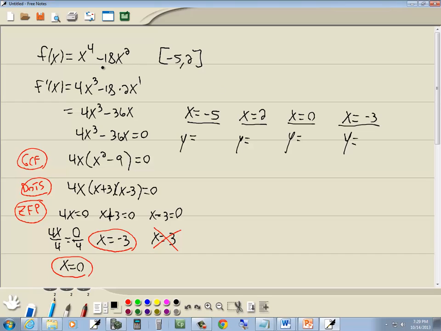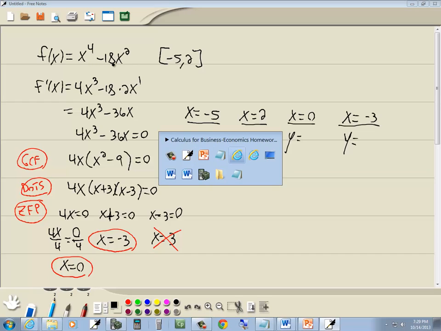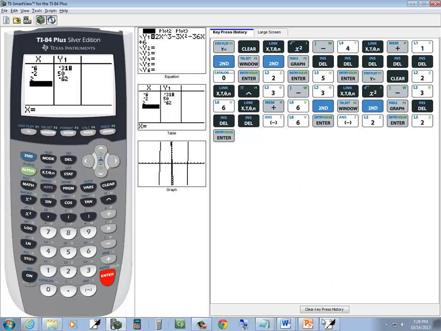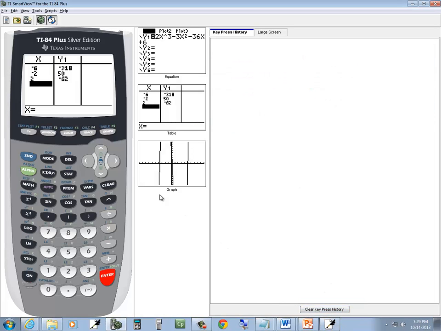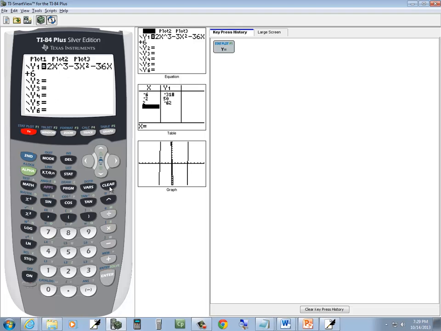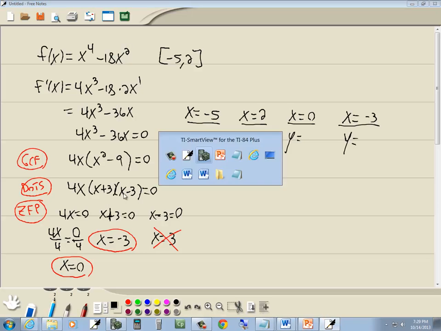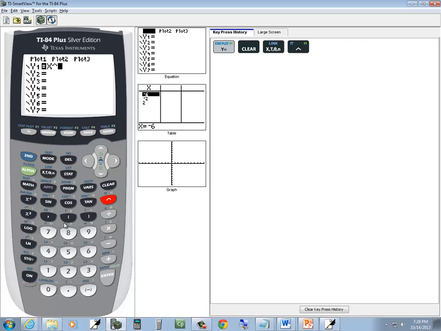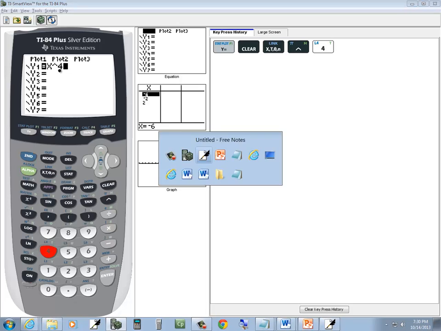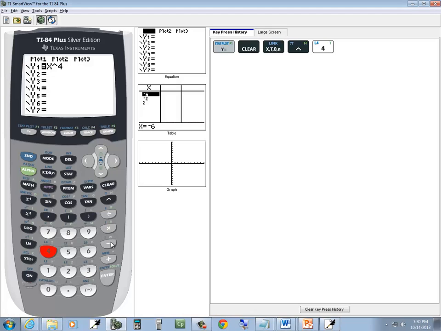And I'm going to use a calculator to do this. I'll be lazy. So I'm going to press my y equals, press clear. I've got x to the fourth, so I do x caret 4. Remember, if you're on a TI-84, you have to press your right arrow key to get out of exponent mode. Minus 18x squared.